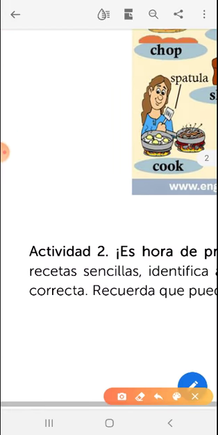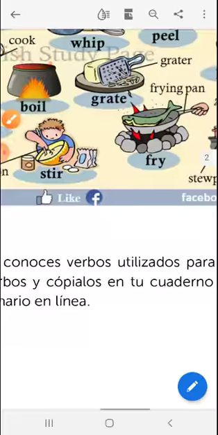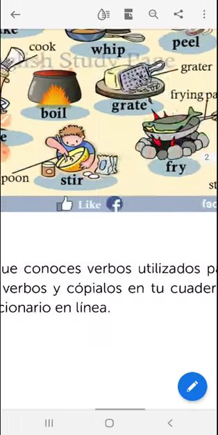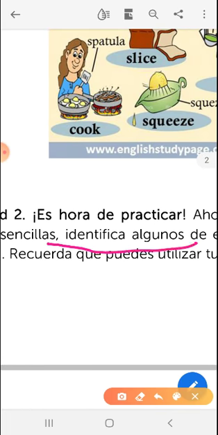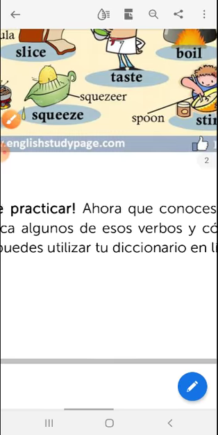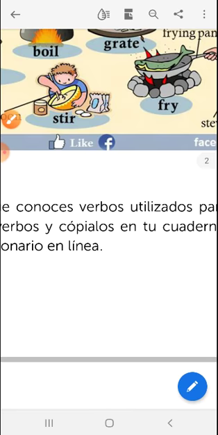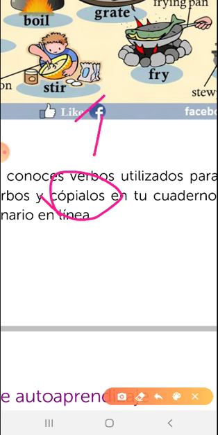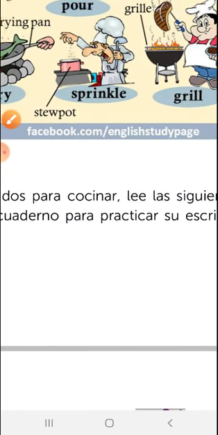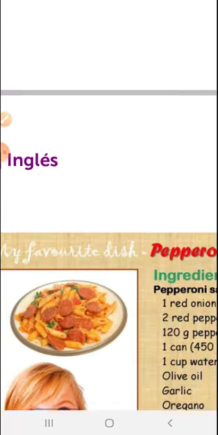Now, activity number 2. Es hora de practicar. Ahora que conoces verbos utilizados para cocinar, lee las siguientes recetas sencillas. Attention to this. Identifica algunos de estos verbos y cópialos en tu cuaderno. Now that we have studied the verbs, ya que los estudiamos, identifica y cópialos en tu cuaderno para practicar su escritura correcta. Recuerda que puedes utilizar el diccionario en línea, ¿ok?